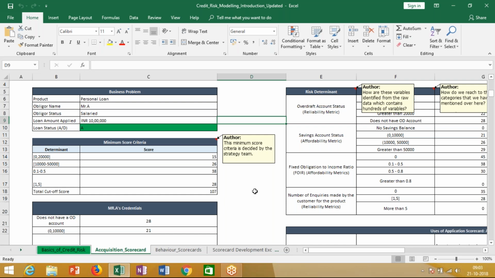So what we would just focus on at this point of time is the key characteristics of this final scorecard that we have created. If you look into the risk determinants in this particular case, you will see that each of these factors either reflects the affordability of the borrower or reflects the reliability associated with the borrower. It does not have any other characteristics. So basically you have your overdraft account status, your savings account status, your fixed obligation to income ratio, and the number of inquiries. Out of these, your savings account balance and your fixed obligation to income ratio give us a clear idea about the affordability of the borrower, that is, how affordable it is for the particular borrower applying for the loan. Whereas the overdraft account status and the number of inquiries made by him in the past are variables which give us an idea about the reliability associated with the borrower, right?